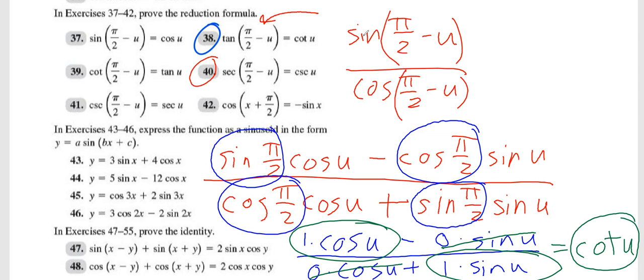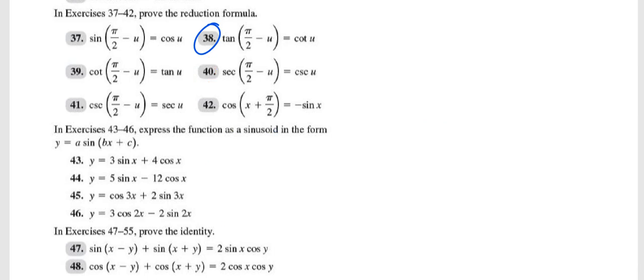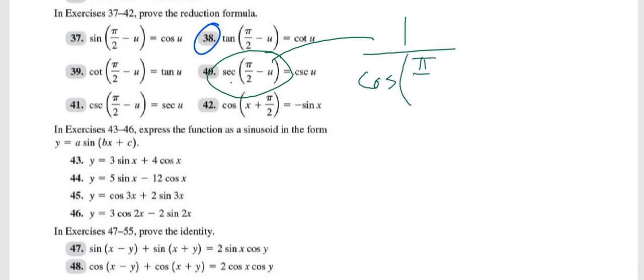All right, so on question 40, the difference that I see, which makes it a touch trickier, is that this would be 1 over cosine of pi over 2 minus u. So that's the only difference: your formula will be on the bottom of that, and then you'll look for what cancels. Yes, it does go with the cosine formula for that denominator.